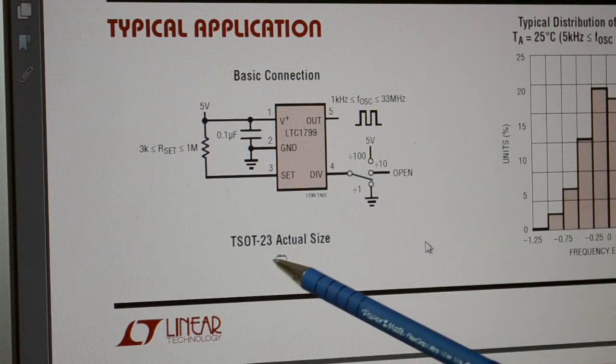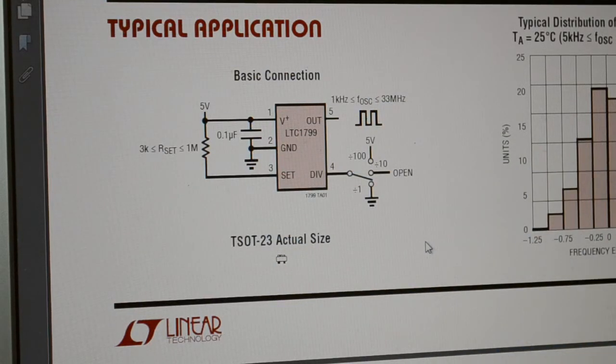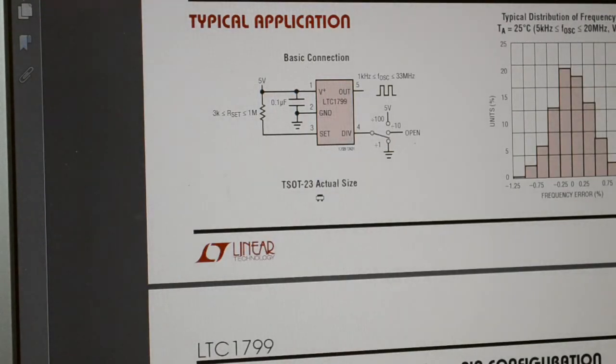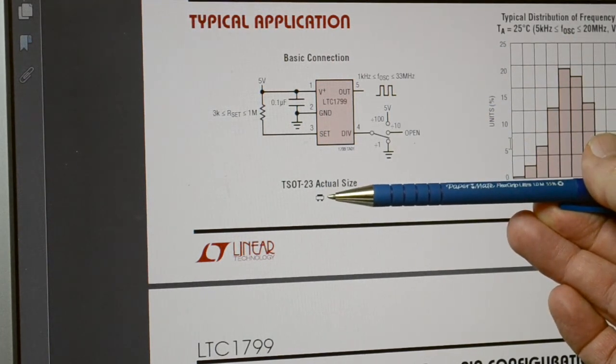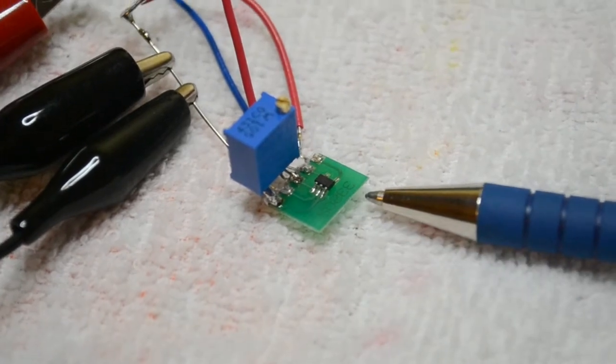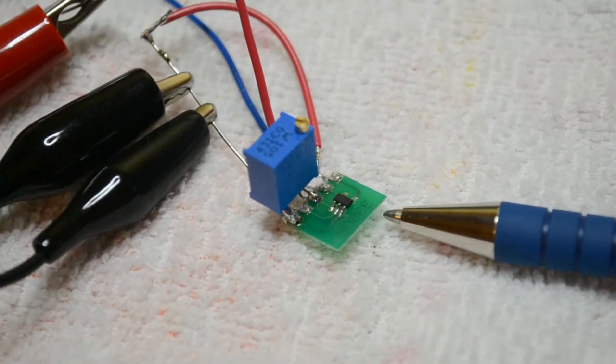They say, look, this is the actual size, but I've got this page zoomed into 130%, so zoom back out to 100. See my pen there, and that's the size. And there's the real device. So if you need an adjustable oscillator, take a look at the LTC1799 Linear Technologies. Fantastic. Thank you very much for watching.